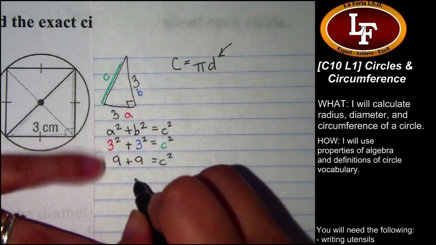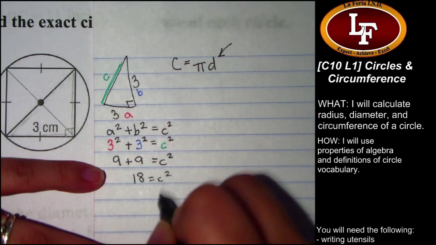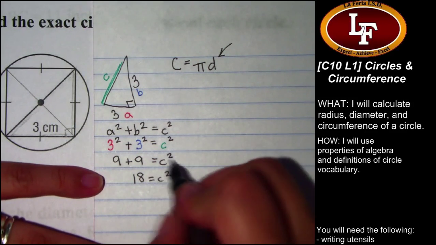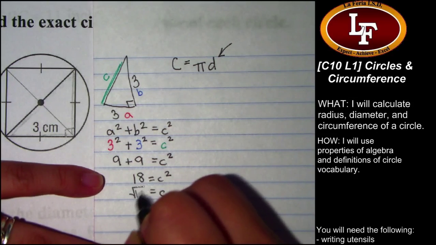Whatever that is, C squared. 9 plus 9 is 18, and so C squared is 18. I don't care what C squared is. I want to know what C is. In this case, the square root of 18.